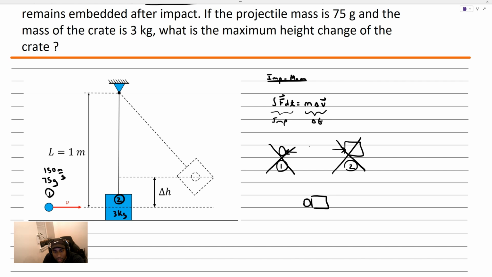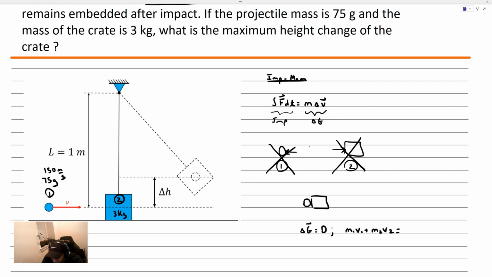Just before impact, there's no impulse. And at impact, the impulsive force is a self-canceling internal force, which allows us to use conservation of momentum, where the change in momentum is equal to zero. The total momentum of this ball-crate system before impact, which is the mass of the ball times the speed of the ball before impact, plus the mass of the crate times the speed of the crate before impact, is equal to the momentum of the system after impact.